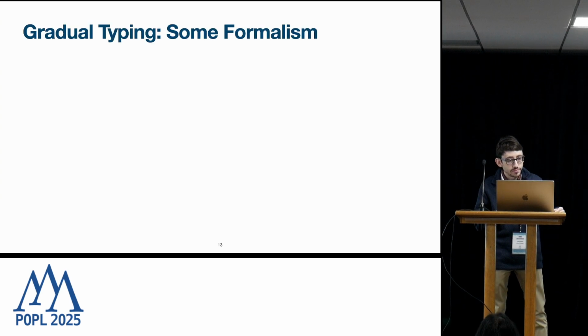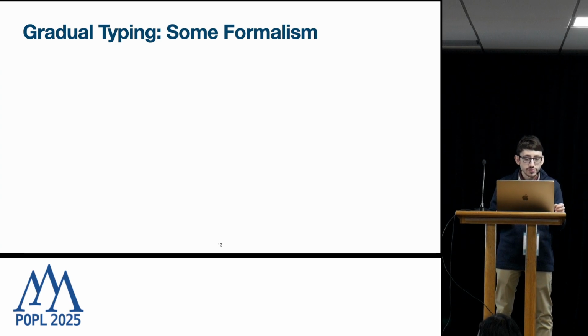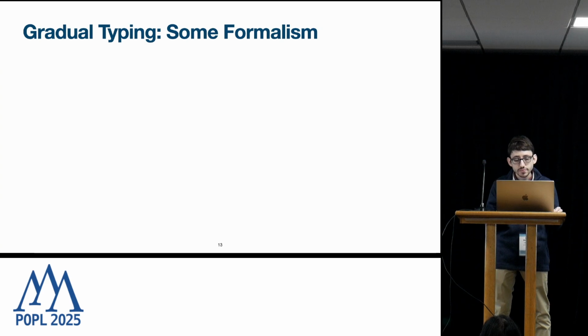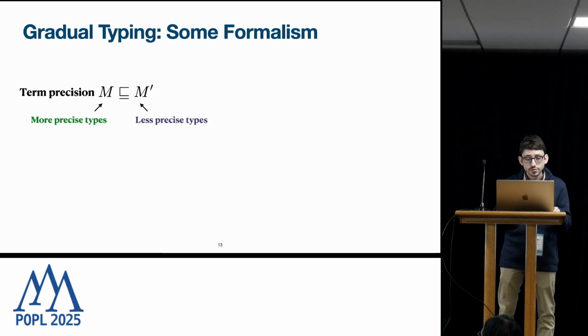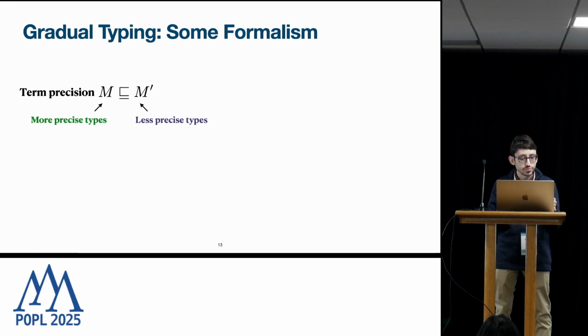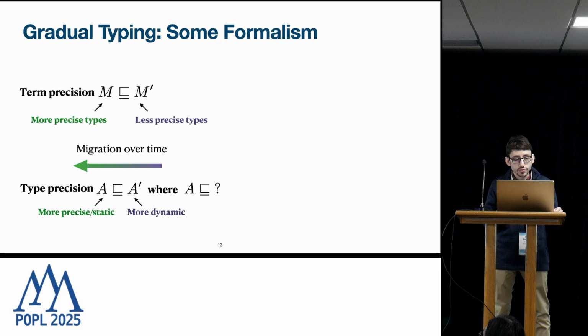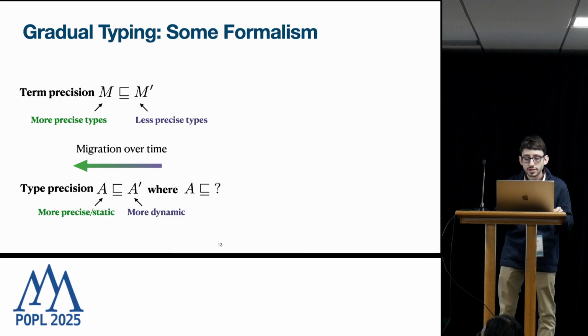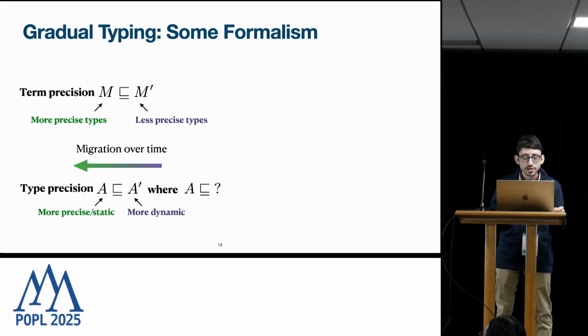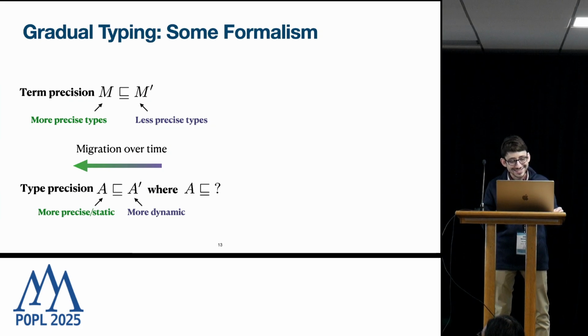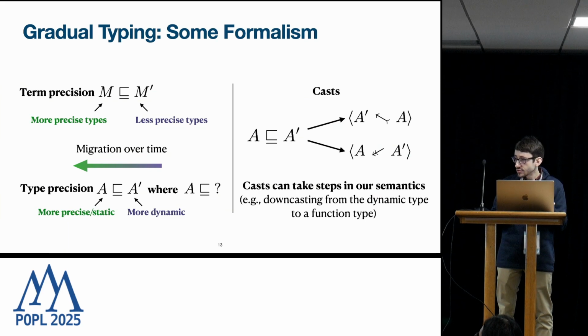And so I guess before we get to the relational semantics, we need to introduce a little bit more about gradual typing. So we've already seen term precision, which models when the types in a program are more precise than another. But of course, there's also an ordering on the types themselves as to when one type is more precise or less or more dynamic than another. And so we call this type precision. And the dynamic type is sort of the top element in this ordering because it is the least precise or most dynamic type.